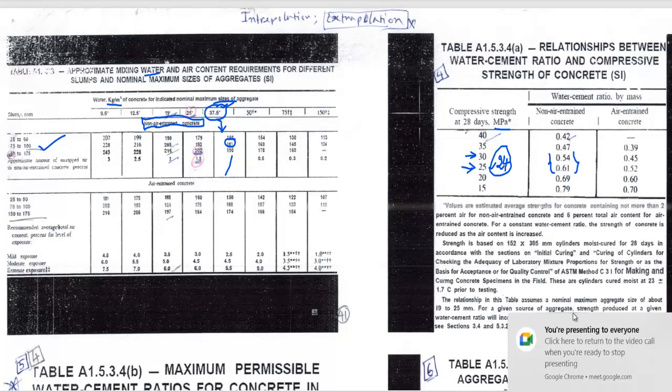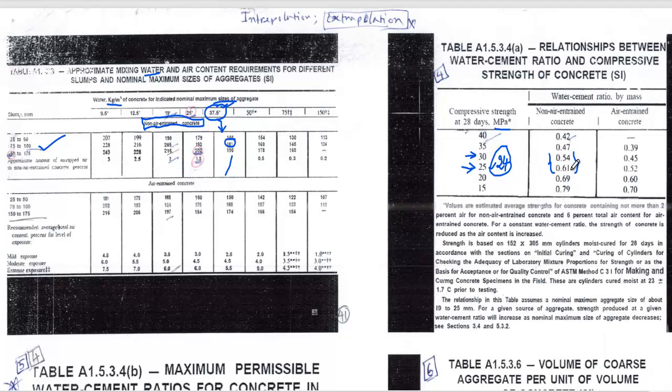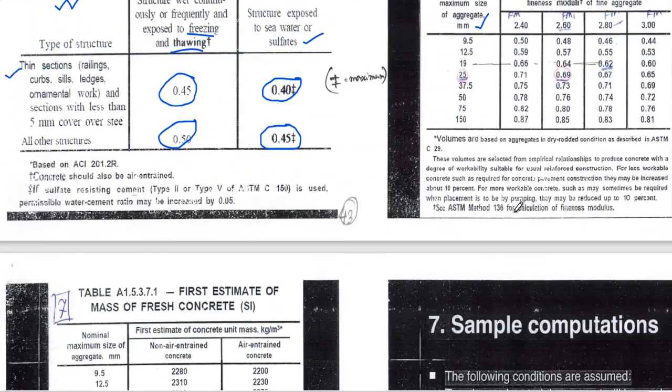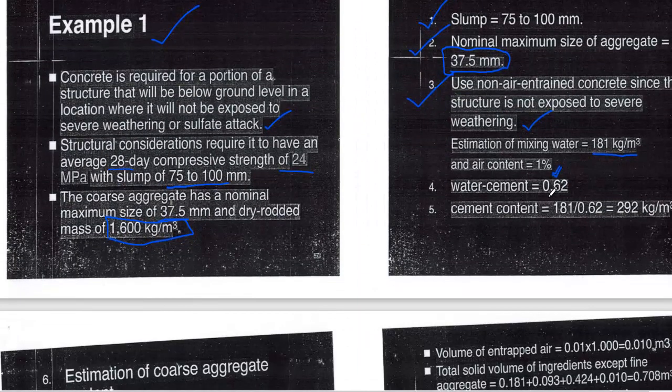Okay, I do not get any request. So now have a look. For 24 megapascal, you need to calculate the water cement content. So then you can do the interpolations. Keep in mind you are using non-air entrained concrete. By doing the interpolations, they found this is 0.62. For 25, it is 0.61. So by doing the interpolation, they calculated the water cement ratio is 0.62. Up to this is clear?